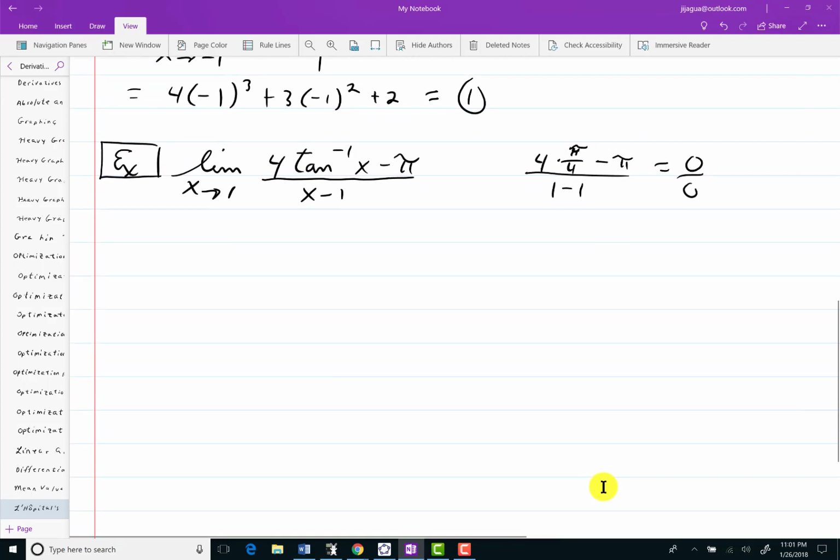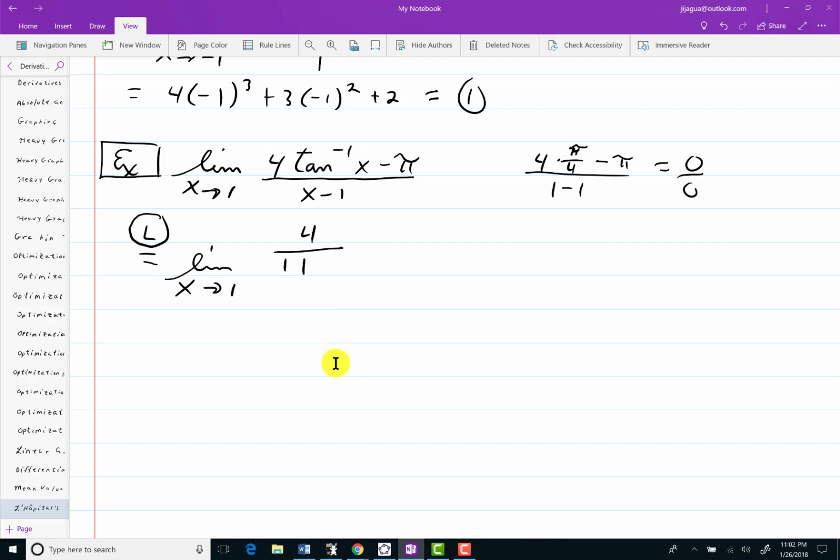I may invoke L'Hopital's rule. The derivative of inverse tan is 1 over 1 plus x squared. So in the numerator, you're going to get 4 divided by 1 plus x squared. The pi, when you take its derivative, just goes away. And of course, in the denominator, the derivative is 1. Now, I'm going to see if I can just plug in 1. This 1 down here doesn't mean anything. If I plug in 1, I'm going to get 4 over 1 plus 1 squared, and that will equal 2.